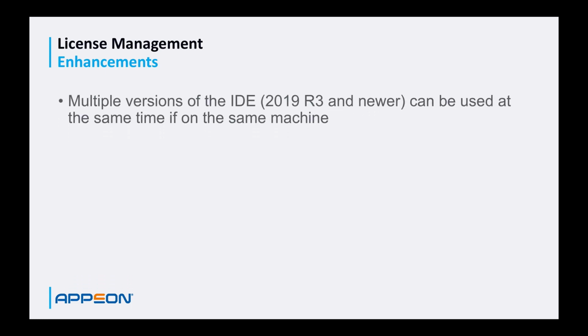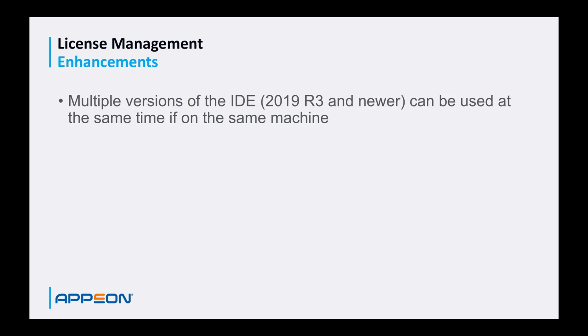So starting with 2019 R3 and newer, on the same development machine, you can now use your one PowerBuilder license to use multiple versions of the PowerBuilder IDE, not just multiple versions of the runtime. You could use multiple versions of the IDE at the same time. In the past, you would have to log out of one version and then log into the next version. You couldn't have two different IDE versions open and use both of them at the same time. So starting with R3 and newer, you can.